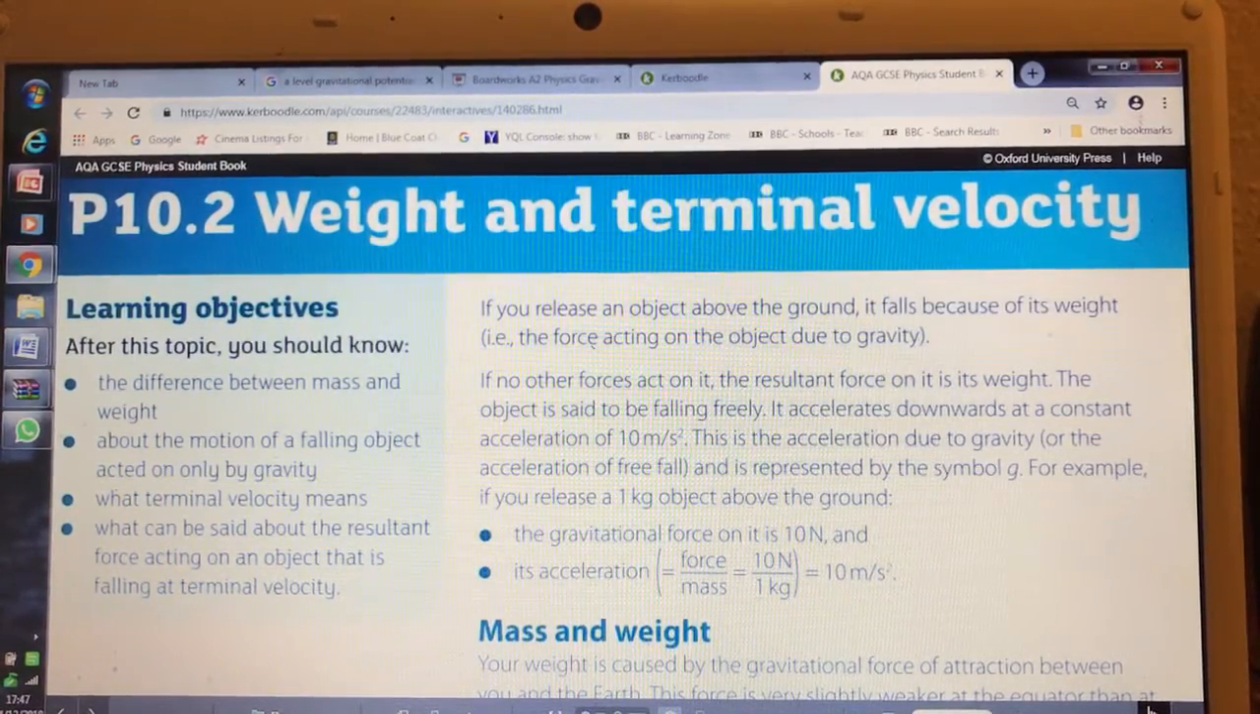Now, when we look at terminal velocity, we need to also understand the fact that there is a resultant force that is basically made up of the weight and the air resistance. But first of all, let's just take a look at what mass and weight actually is.